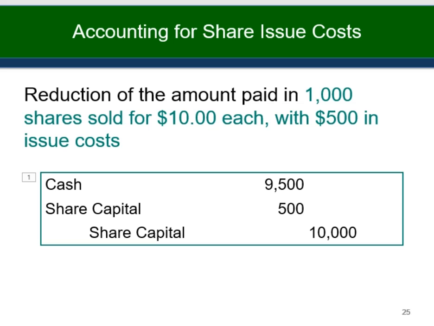So if we issued $10,000 worth of shares, and so we sold 1,000 shares for $10 each. If there was $500 in issue costs, the $500 would reduce the amount of cash we actually received, and so that reduction would be reduced to share capital. Only the net proceeds would be included in share capital.